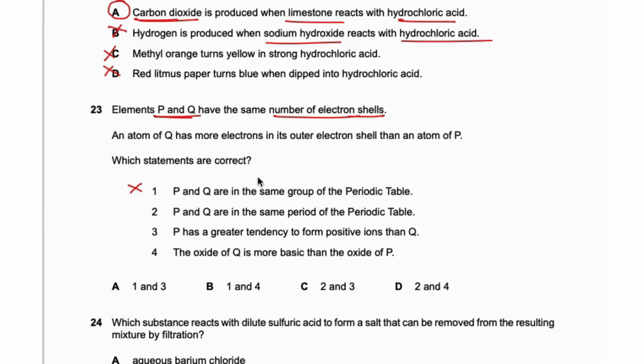It is because in the same period the shell number doesn't change, the number of electrons changes, which can be seen here. It is right. P has greater tendency to form positive ion than Q because Q has more electrons, it is more non-metallic, P is more metallic, so P has greater tendency to form positive ion. It is also right. The oxide of P is more basic than oxide of Q? Oxide of Q will be more acidic because it is towards the right side, P is towards the left side. Left side one is more metallic, so oxide of Q will be more acidic, so it is wrong. So right answer is 2, 3. Answer is C.